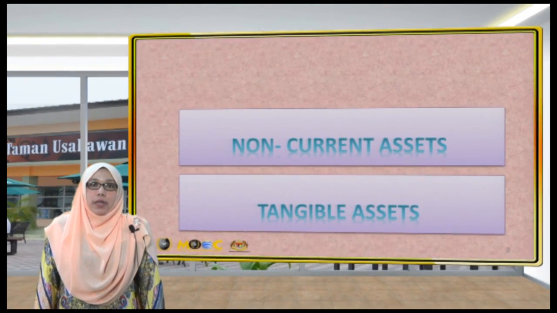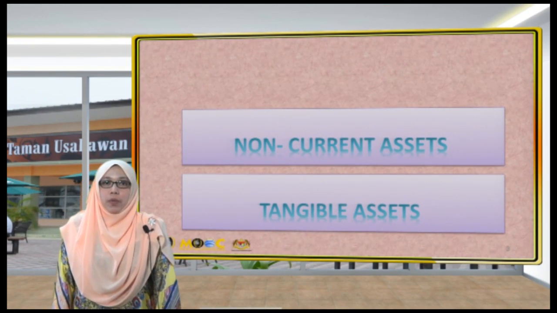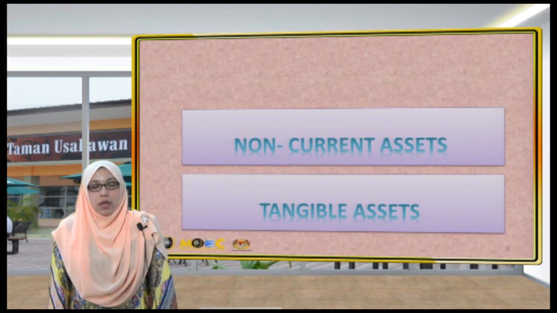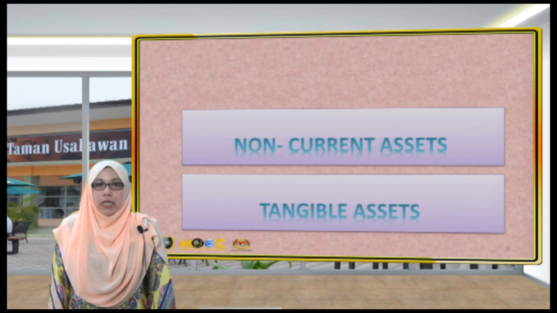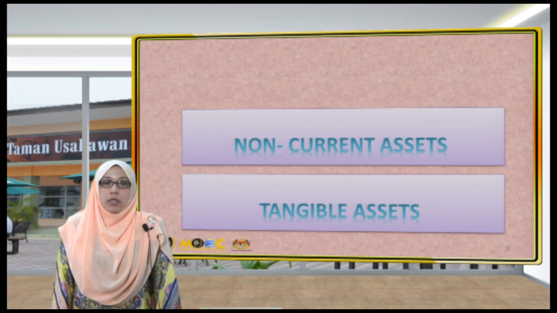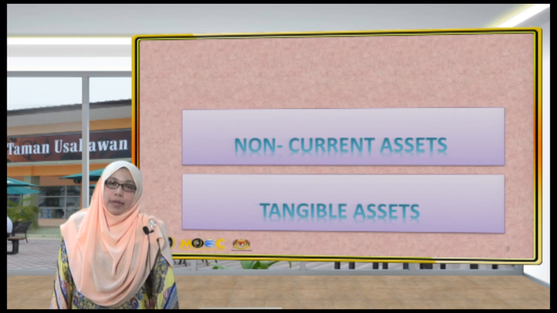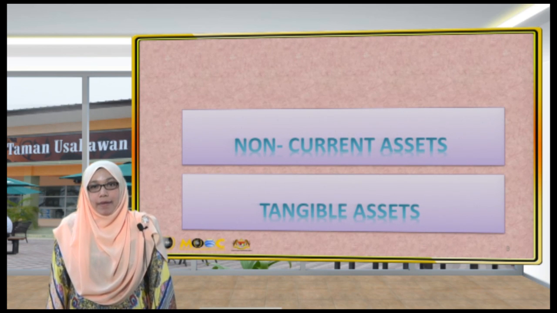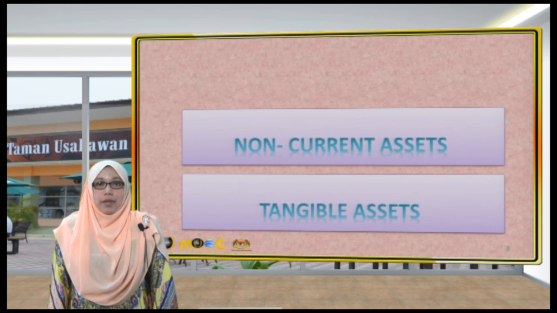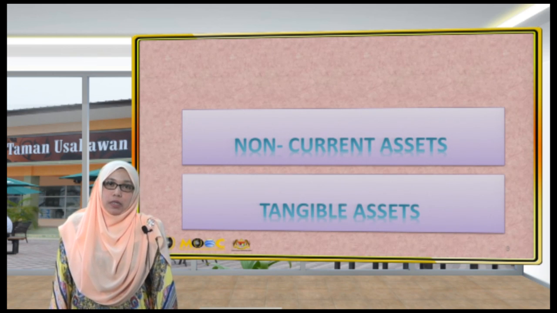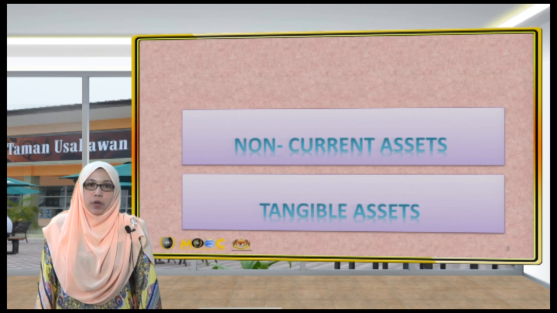We will continue on another adjustment that we need to do when we are preparing financial statements. It is accounting of non-current asset, particularly on tangible assets. So what are tangible assets? Tangible assets are non-current assets that we can see and touch. We use the non-current asset in the daily business operation to generate profits.